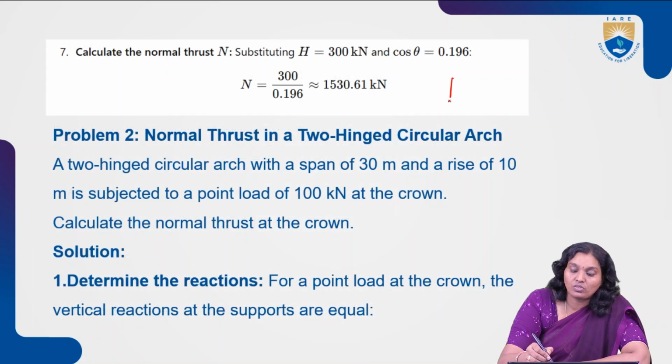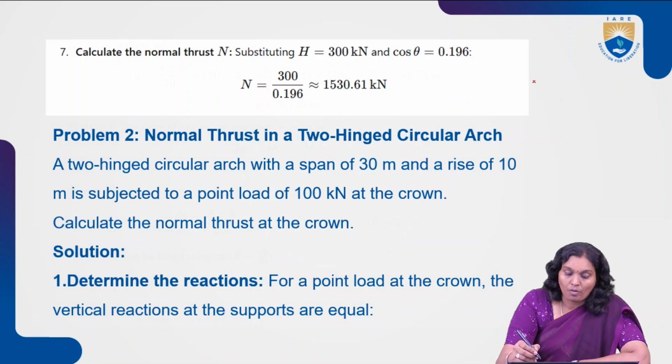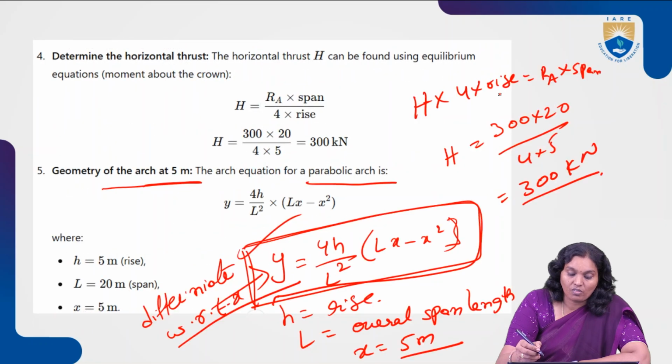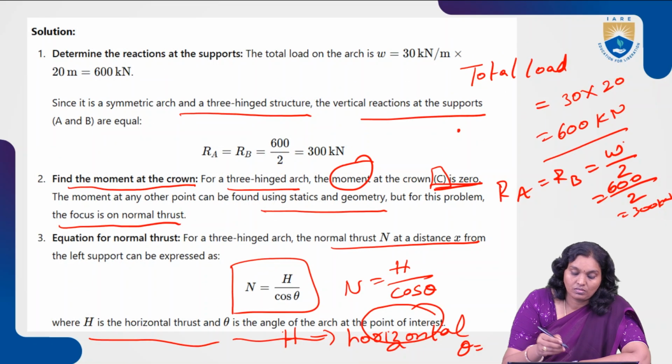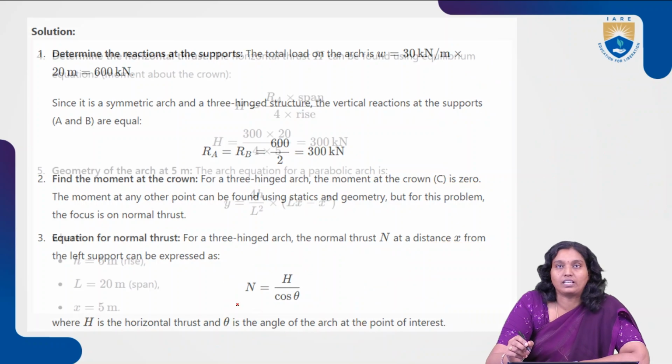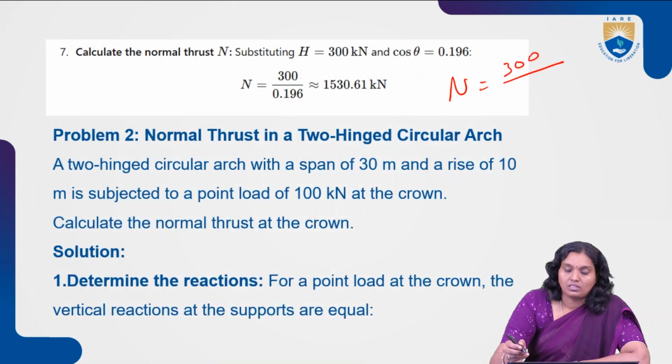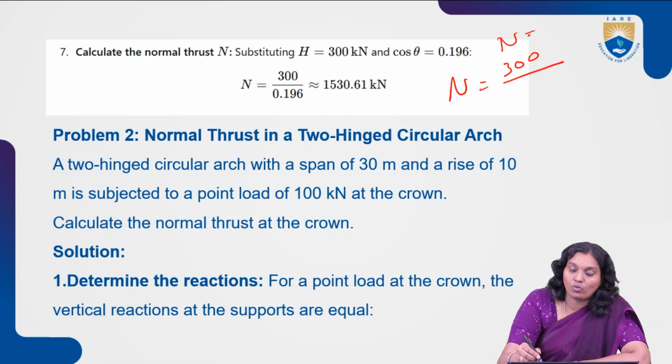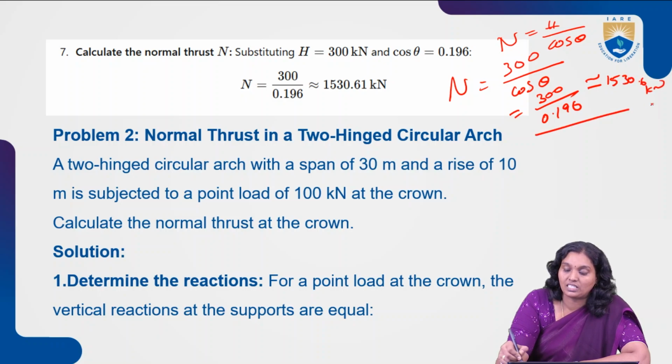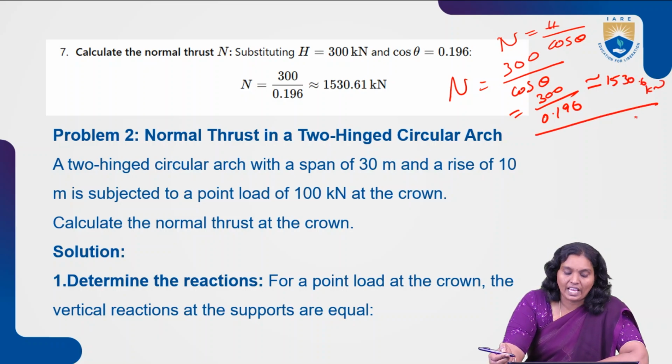Substitute all the values in the formula: N is equal to H by cos theta. We know the horizontal thrust H and the cos theta value, that is 0.196. So it is nearly equal to 1350.6 kilonewtons, which is the normal thrust value. Like this we are going to find out the various normal thrusts.